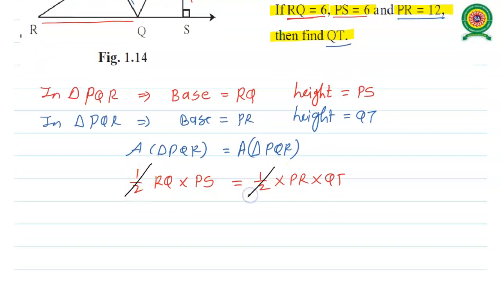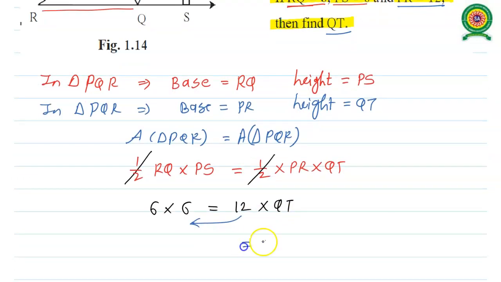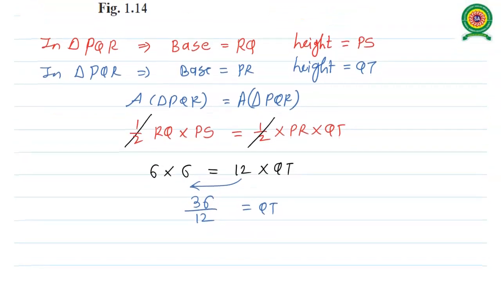Now the half gets cancelled. We have been given RQ as 6 and PS as 6, that equals PR, which is 12, into QT as it is, because we have to find QT here. So shift that 12 from RHS to LHS, so that QT equals 6 into 6, which is 36, divided by 12. And everyone knows 12 times 3 is 36, so we get QT equals 3.